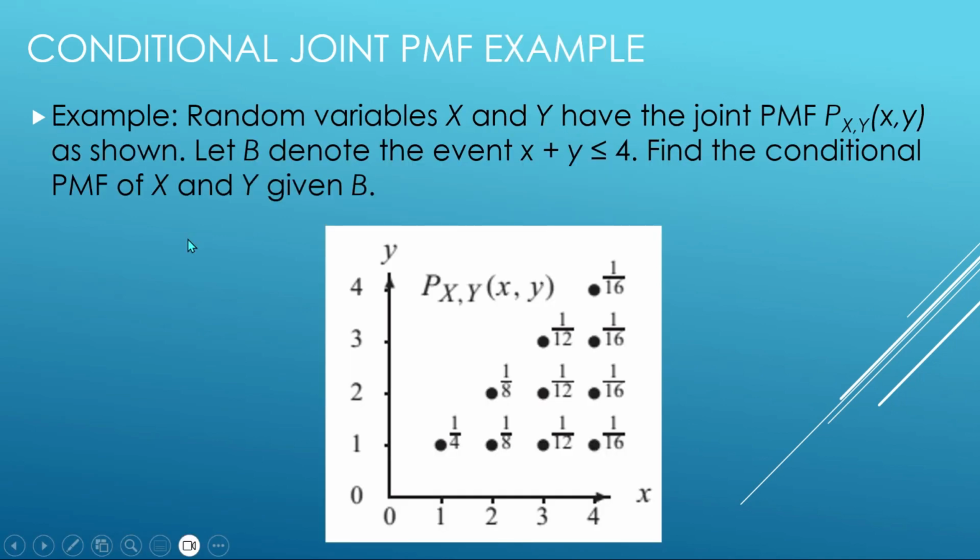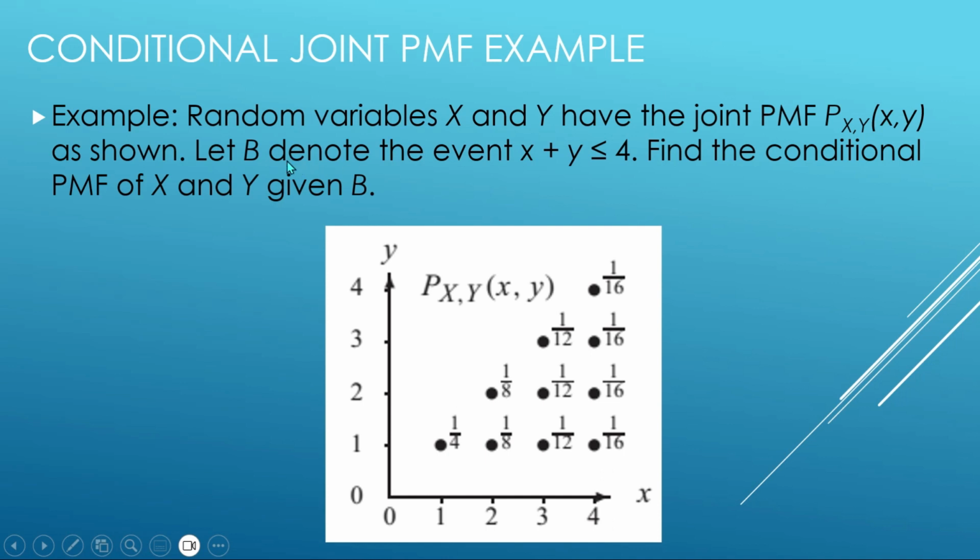So conditional joint PMF example. Now we look at an example. Suppose random variables x and y have the joint PMF as shown. As shown means given in this figure over here. The probabilities are given at different random variable values of x and y. Let B denote the event x plus y is less than or equal to 4.